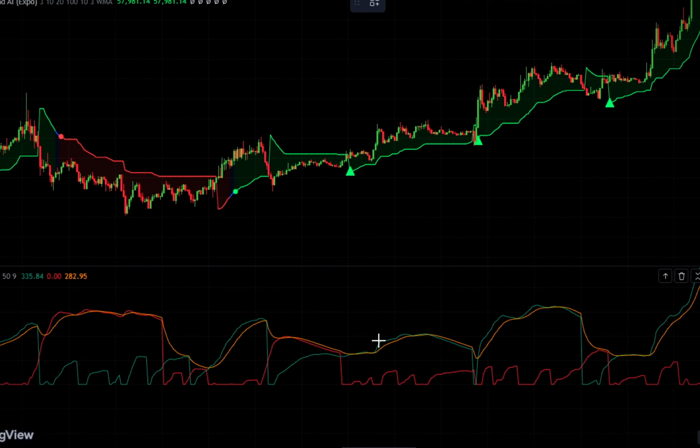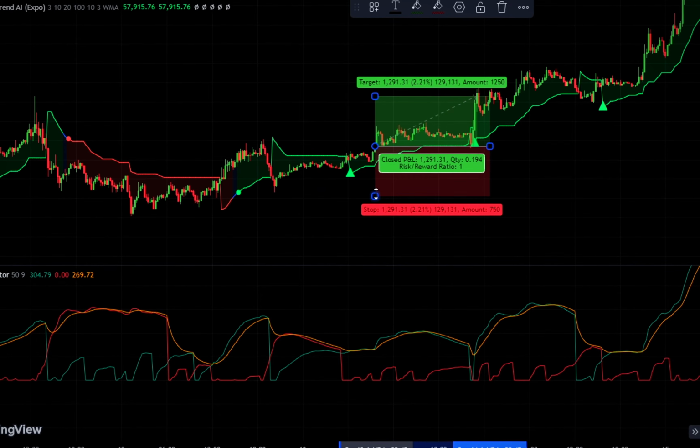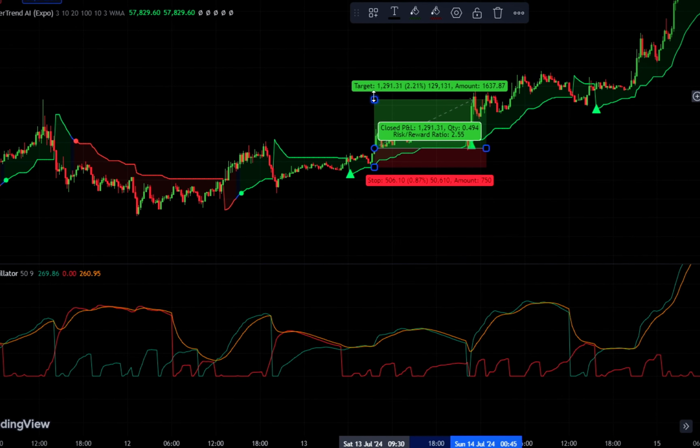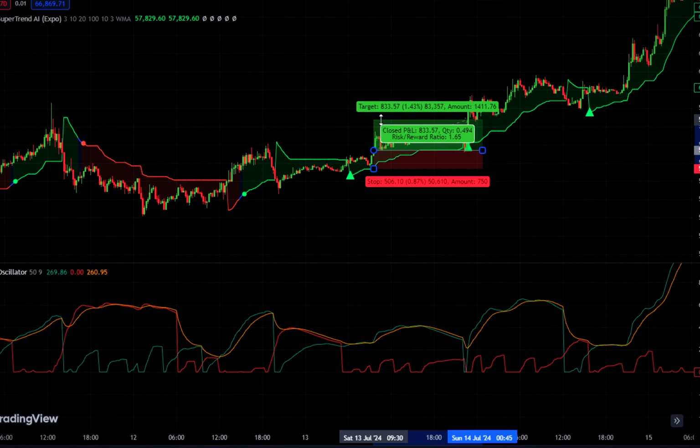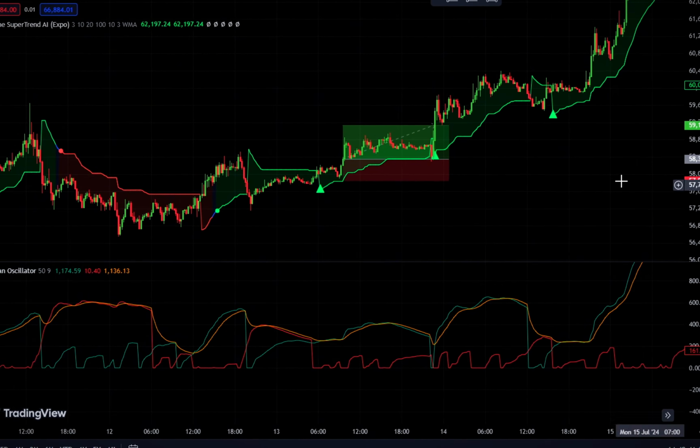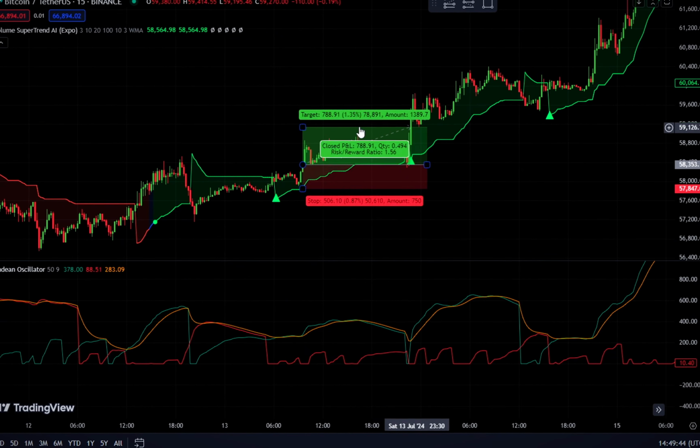Have you ever used the super trend indicator? We have an alternative that might be even better. The Volume Super Trend AI Indicator. It's a combination of AI volume and super trend indicators.